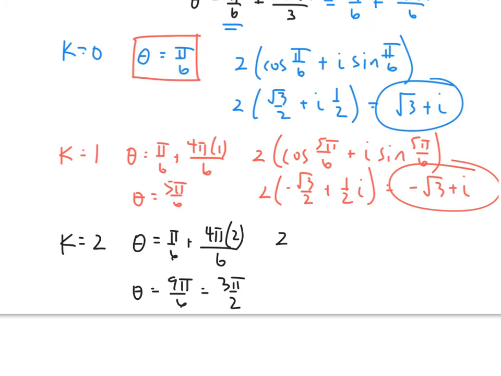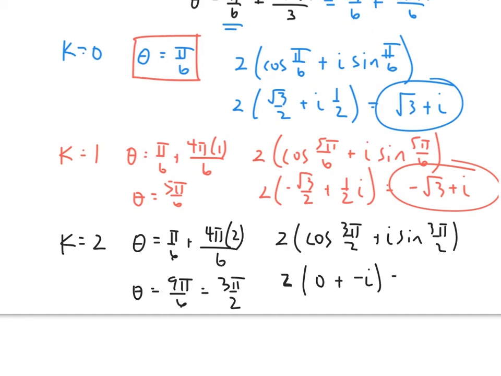So now I've got my r value of 2 times cosine of 3 pi over 2 plus i sine of 3 pi over 2. And if I evaluate, cosine of 3 pi over 2 is 0. Sine of 3 pi over 2 is negative 1 times i is just negative i. Distribute the 2. 2 times 0, gone. 2 times negative i is just negative 2i. And so there, those are our 3 cube roots of 8i.